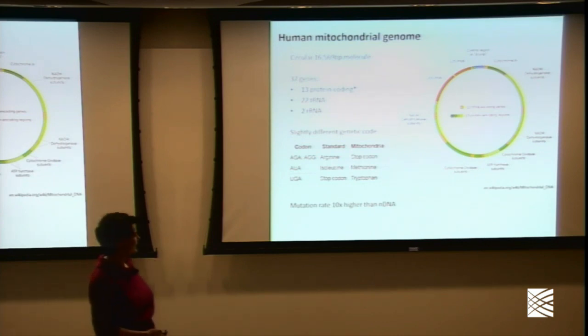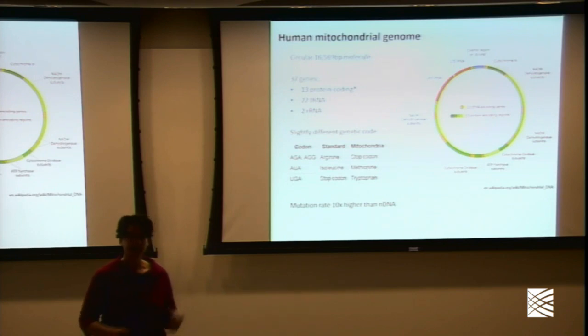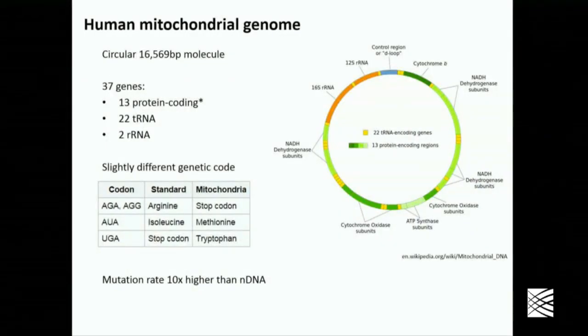So that's one explanation. The higher mutation rate is due to a bunch of different things. There's not as many robust processes for mismatch repair compared to the nucleus. And it is in an environment where there's a lot of ROS, oxidative damage, that can also cause a higher mutation rate.